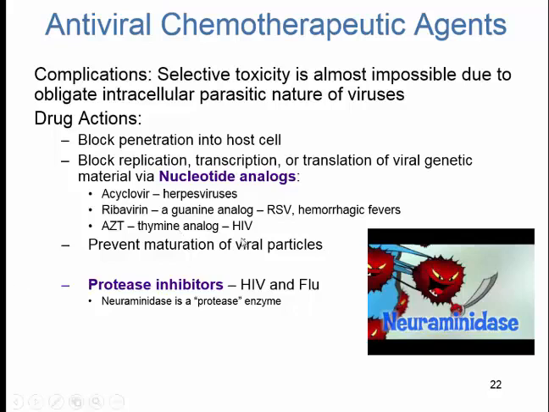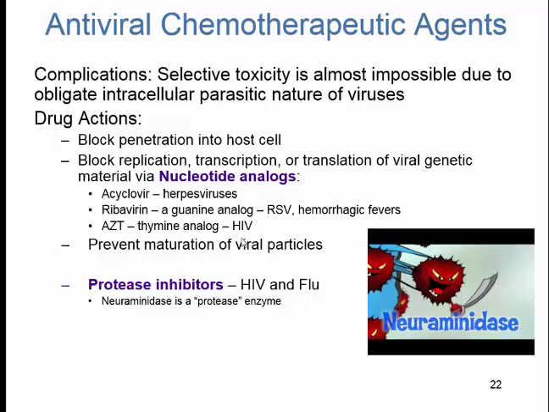We can block maturation. So maturation is when you're going through assembly and release in the viral replication process. And so by blocking them being able to get out of the cell, you're blocking the spread of the virus from an infected cell to neighboring host cells.